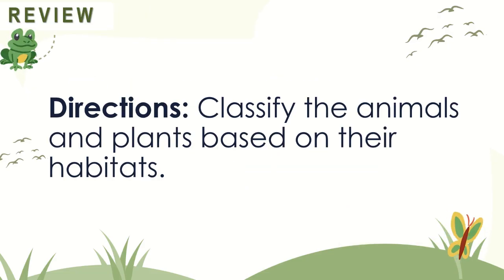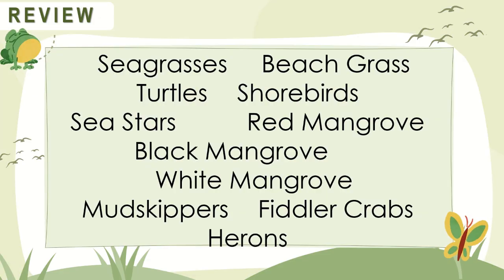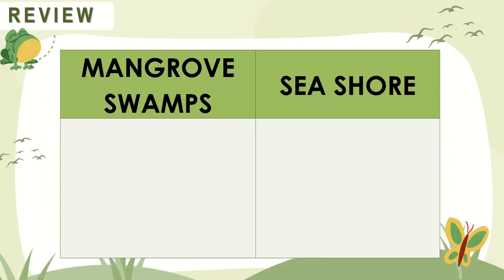For the review, classify the animals and plants based on their habitats. Sea grasses, turtles, sea stars, black mangrove, white mangrove, mud skippers, fiddler crabs, herons, beach grass, shorebirds, and red mangrove. Classify whether they live in mangrove swamps or seashore.